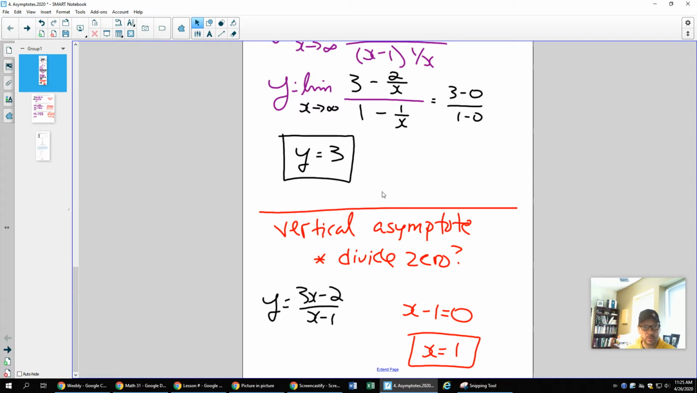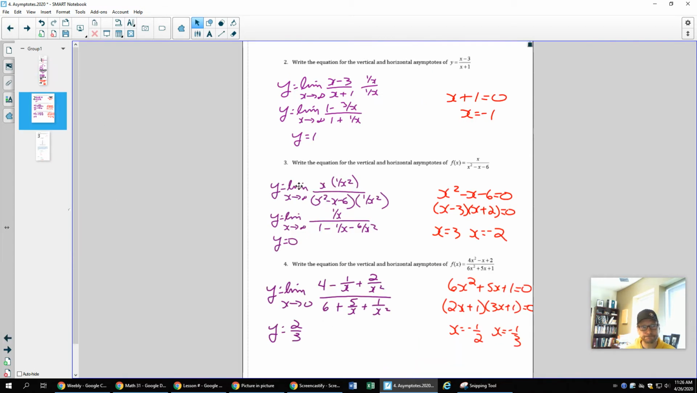And when you're writing equations for the horizontal asymptote, make sure you always write y equals 3. If you just put a number, it's not an equation. The number's a number. It's not an equation. Same thing here. 1 is not the answer. x equals 1 is the answer. So that's a quick intro for example number 1.